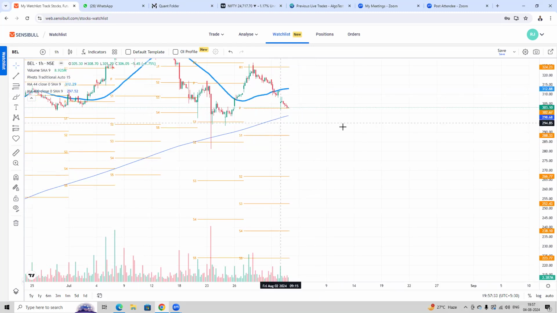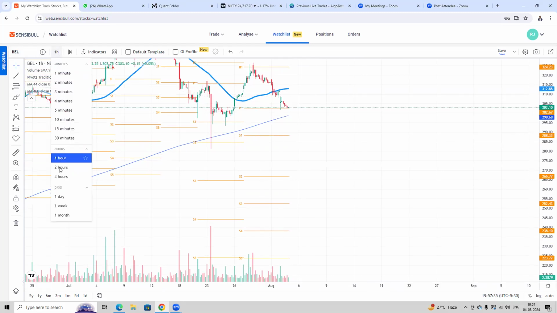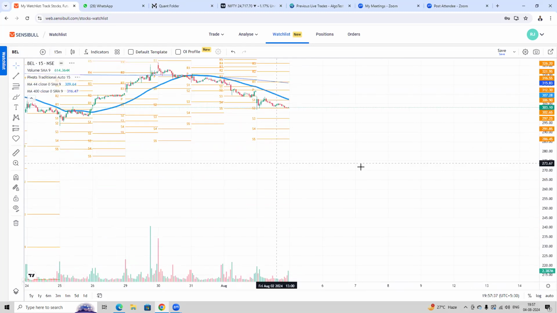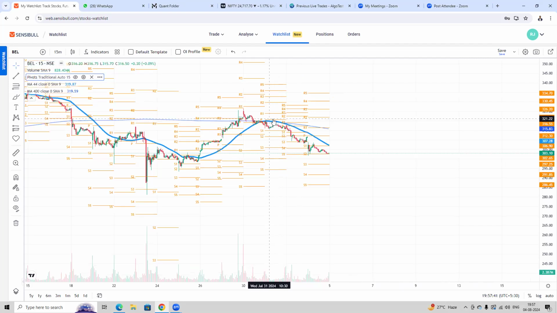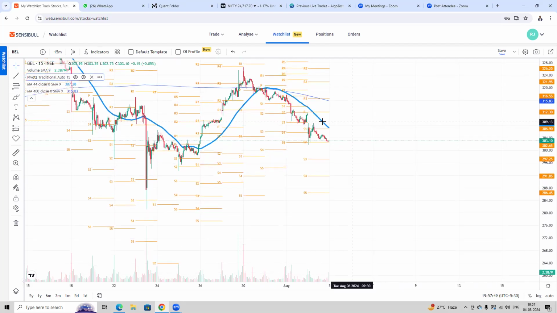You'll get it. Even in 1 hour, it is showing like that. But even in 1 day or in 15 minutes, you can just see here, it has already crossed the 44 days moving average, and crossed the 400 days moving average. It has already given a short in 15 minutes, and the target has already been achieved.